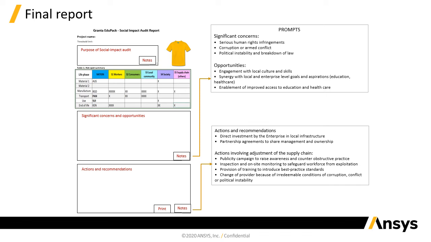For instance, there could be some direct investments in the local infrastructure and partnership agreements with shared management and ownership. But if a dramatic adjustment of the supply chain is needed, then there might be some aspects of inspection or on-site monitoring, provision of training or best practice standards, potentially change of provider, even if it's in irredeemable conditions of corruption or conflict or political instability. So these are all suggestions, and of course the idea is to have this space for discussion and sharing best practice.